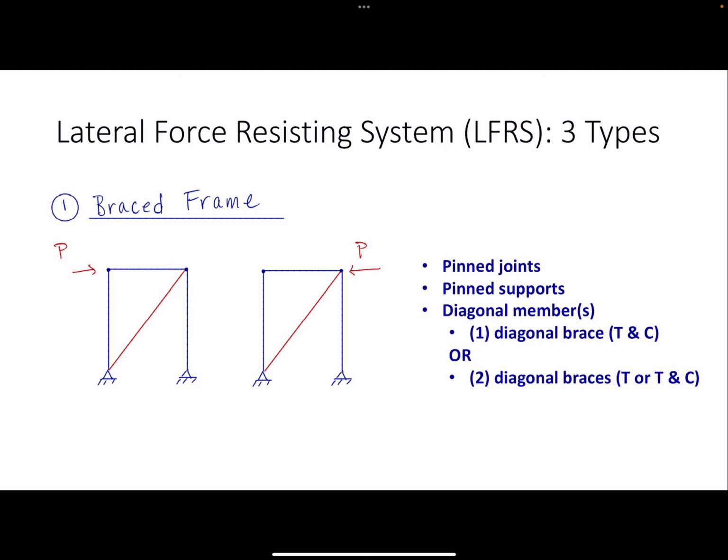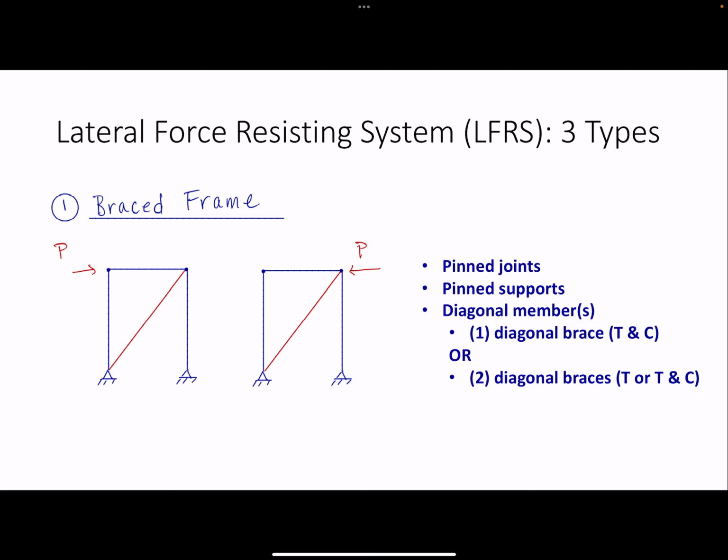So the first one is a braced frame. If we start with that assembly pinned together, one thing we could do to make it stable is just to add a diagonal member, and then that will keep it from tipping over or flopping over under lateral load. So the characteristics of a braced frame are listed here. You've got pinned joints, pinned supports typically, and a diagonal member or multiple diagonal members.